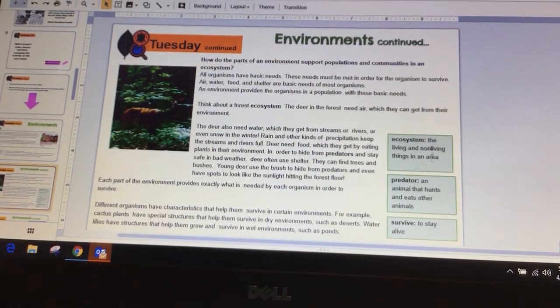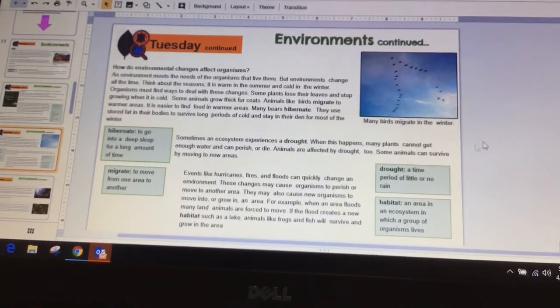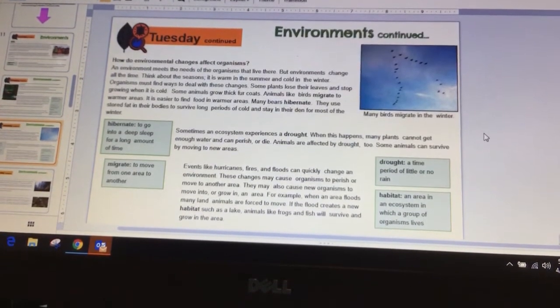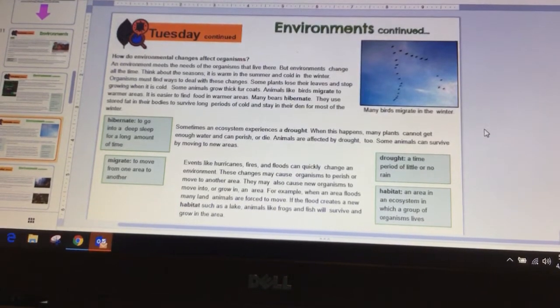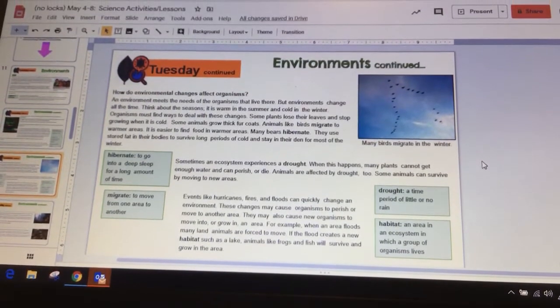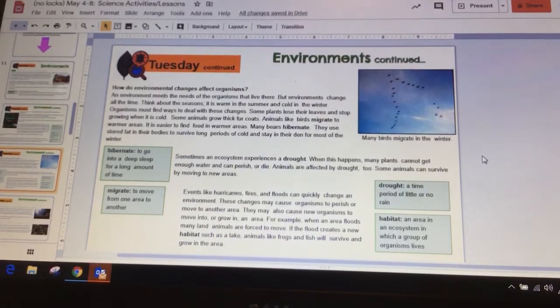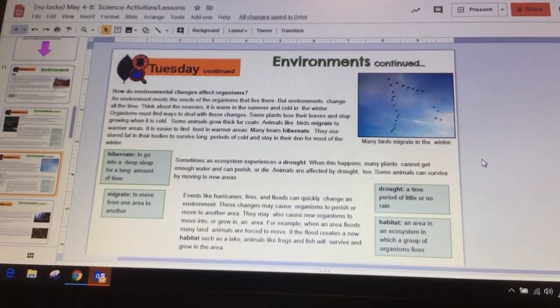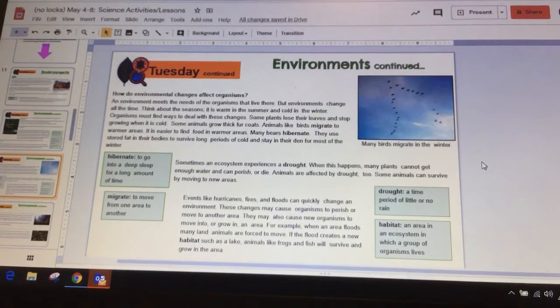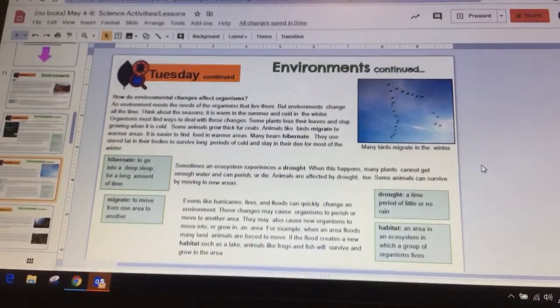Continuing reading about the ecosystem, predators, how they survive, all right, and then how do the environmental changes affect an organism? Because when the environment changes, it affects the organisms, okay? Think right now, COVID, and how that has changed our environment. We are organisms, okay? And the changes that we've had to make because of COVID has definitely affected us, okay?